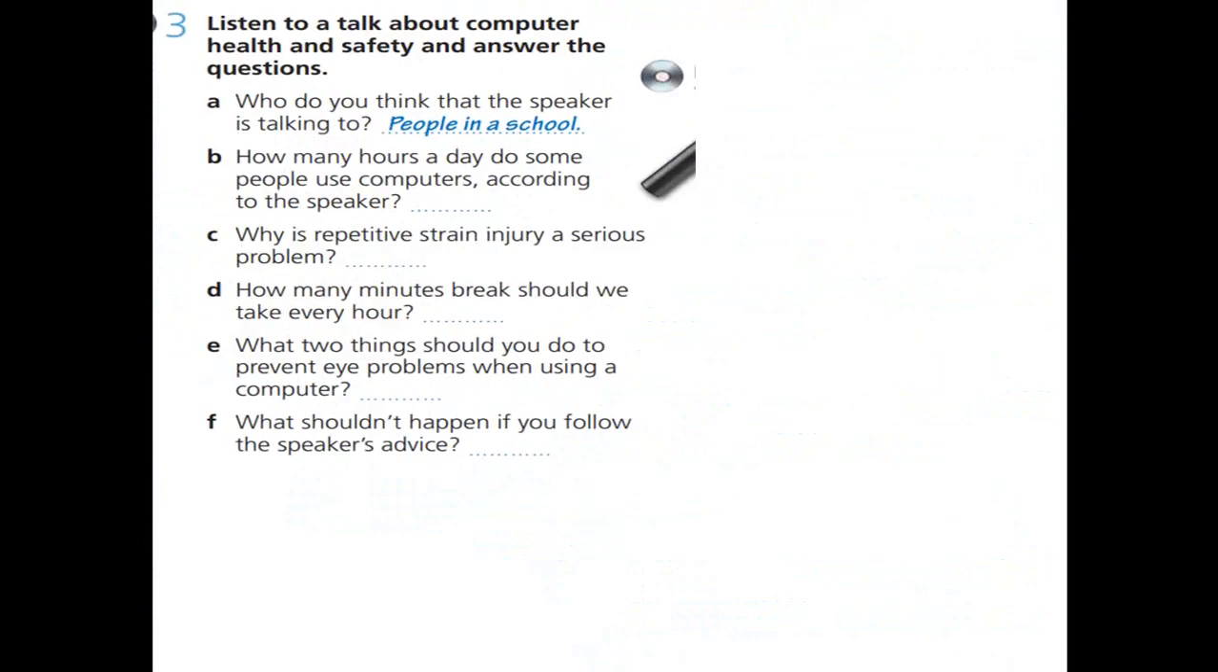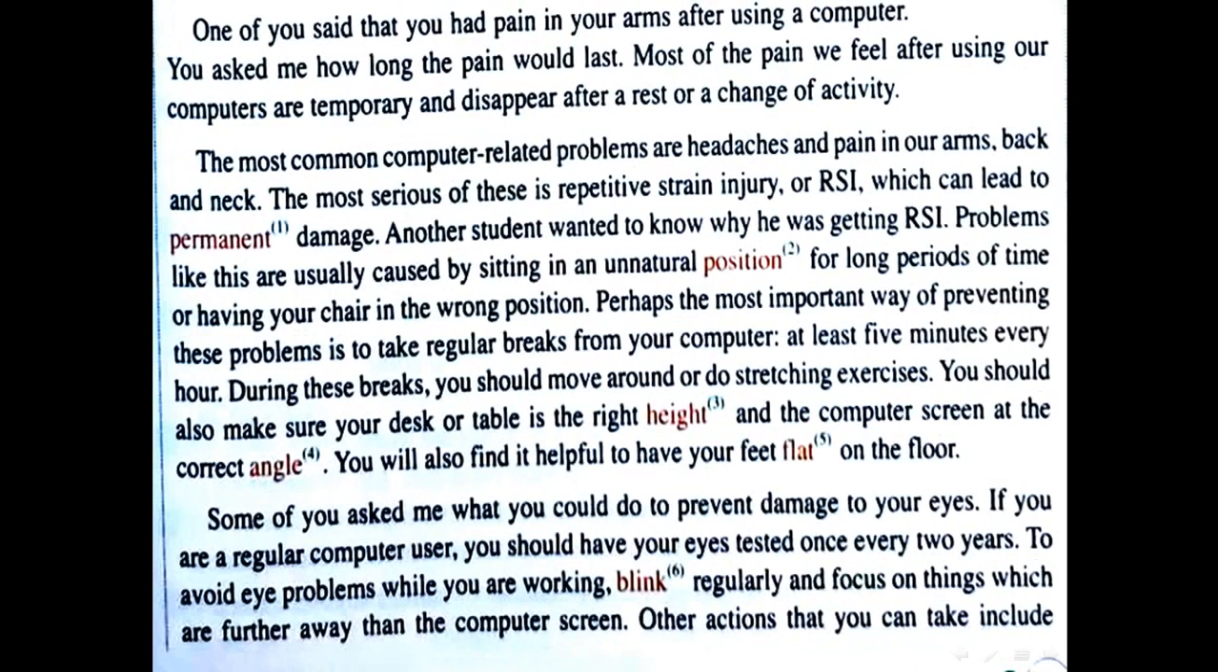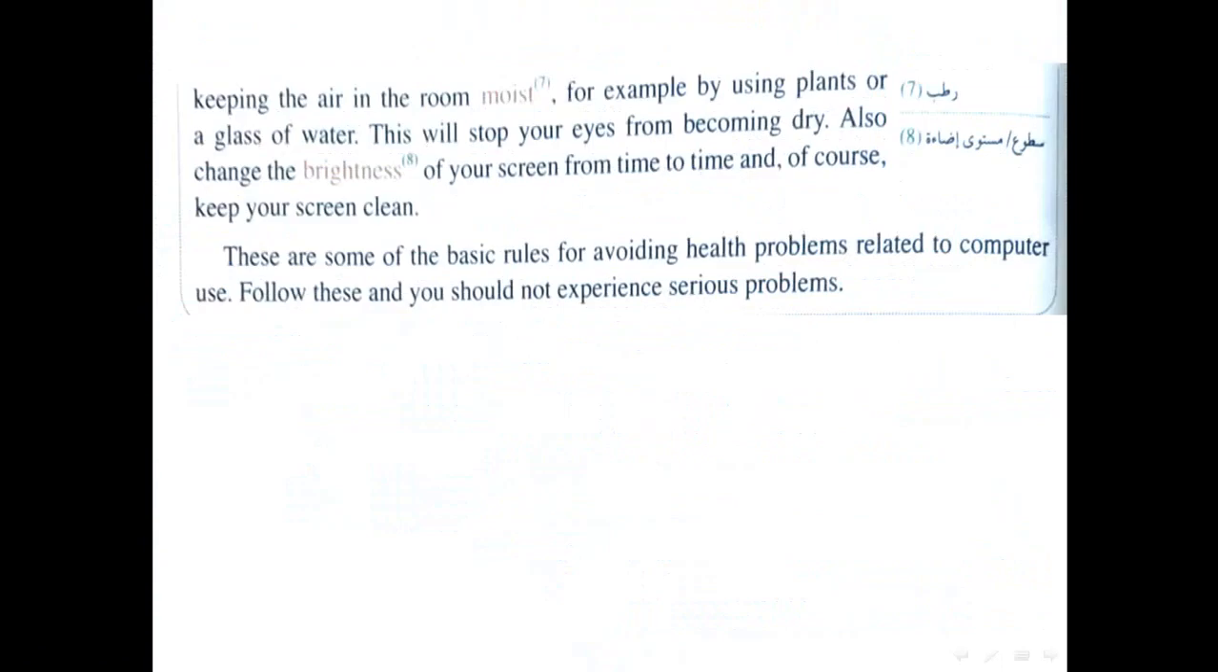Okay, other actions. Other actions that you can take include keeping the air in the room moist, for example by using plants or a glass of water. This will stop your eyes from becoming dry. Also change the brightness of your screen from time to time, and of course keep your screen clean. These are some of the basic rules for avoiding health problems related to computer use. Follow these and you should not experience serious problems.